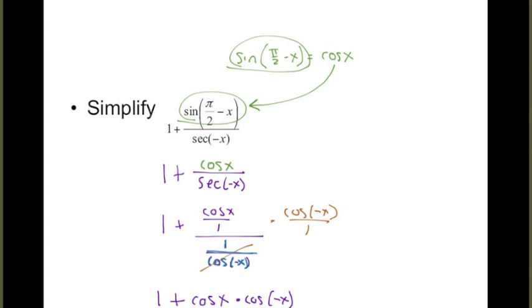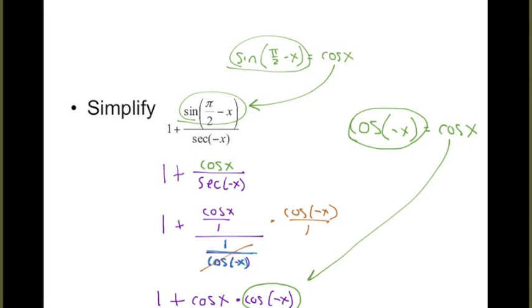Now if I check out that cosine of negative x identity on the sheet, it says that cosine of negative x is equal to just a cosine of x. That's under the negative angle identities on your formula sheet. So I'm going to take this cosine of negative x, and I'm going to switch it out for just a regular cosine of x. So if I switch that to just a regular cosine of x, then what do I have? Cosine squared of x.